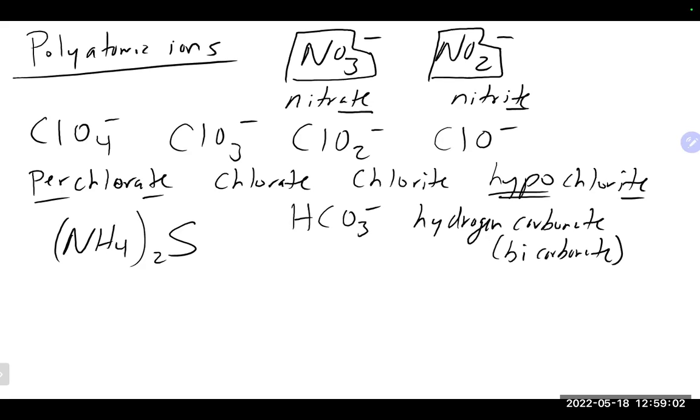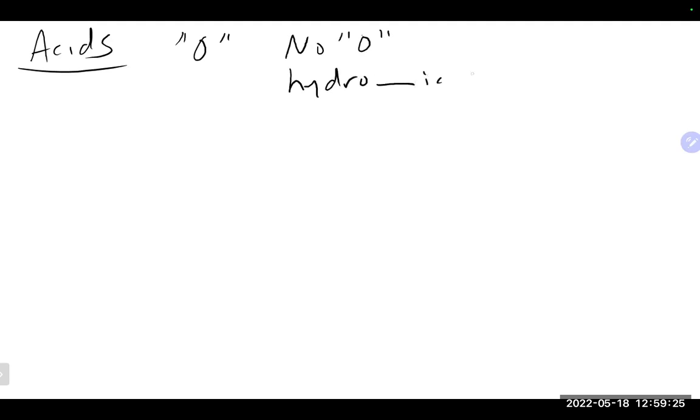Lastly, in terms of naming, I think we talked about acids and how to properly name acids. When we're talking about acids in terms of naming, it's all about whether or not there is oxygen. If the answer is there is no oxygen, it starts with hydro something ic acid. So HCl, no oxygen, would be hydrochloric acid.